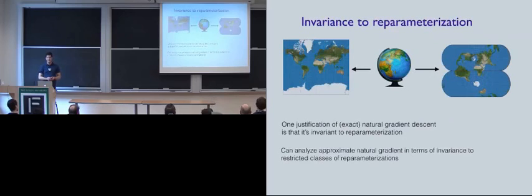So one of the important motivations for natural gradient that I mentioned earlier in the talk is that it's invariant to reparameterization. So if you come up with a different parameterization of your network, as long as it represents the same set of functions, then natural gradient will behave equivalently. And so that's the justification for exact natural gradient, but exact natural gradient is intractable. And so the question is, can we analyze approximate natural gradient in the same way? So in particular, can we show that our approximation is invariant to certain restricted classes of reparameterizations?